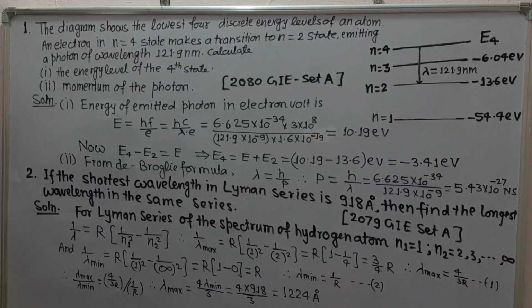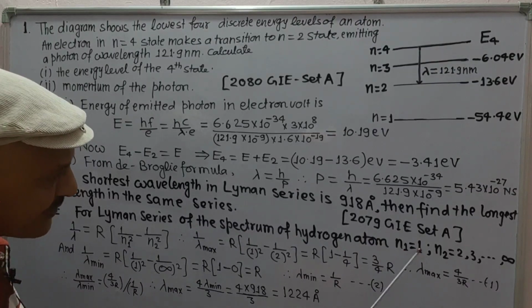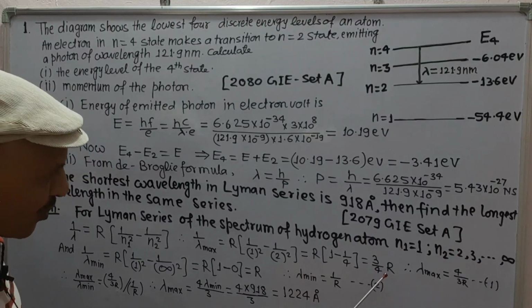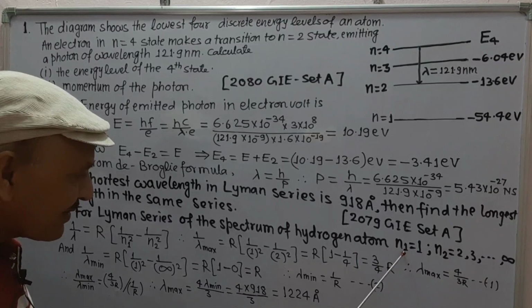Second question, if the shortest wavelength in Lyman series is 918 angstrom, then find the longest wavelength in the same series. Now we know 1 upon lambda is equal to R into 1 upon n1 square minus 1 upon n2 square, where R is Rydberg constant. Also for Lyman series of spectrum of hydrogen atom, n1 is 1 and n2 is 2, 3, 4 up to infinity.